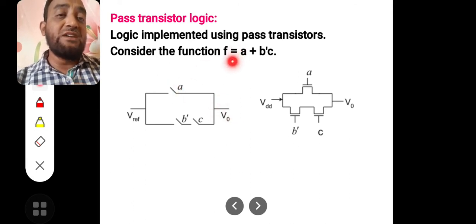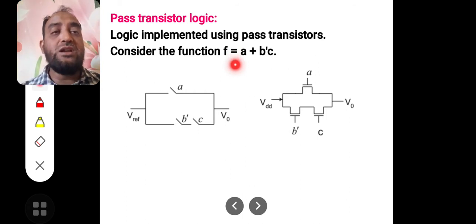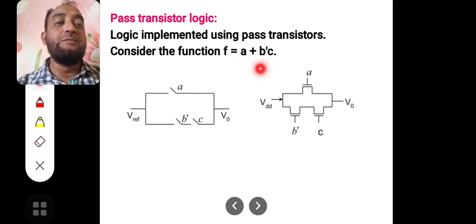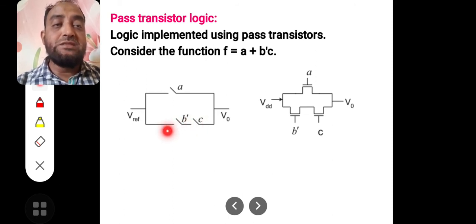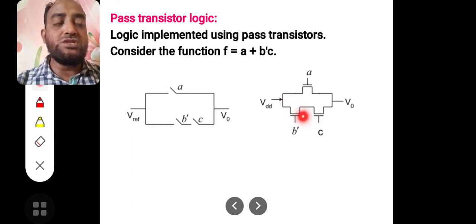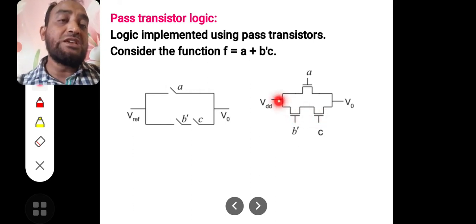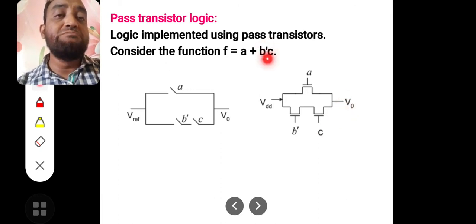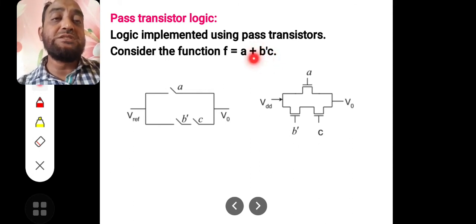So to realize this function f is equal to a plus b bar c, you have to take three transistors, and assign each variable a, b bar and c to each transistor. The condition for the voltage to pass through this path is that both b bar and c must be 1 and 1. That means whenever both the transistors are closed, only then can the voltage VDD pass to the output. Now this can be implemented. This b bar c represents the AND gate, and this plus represents the OR gate.